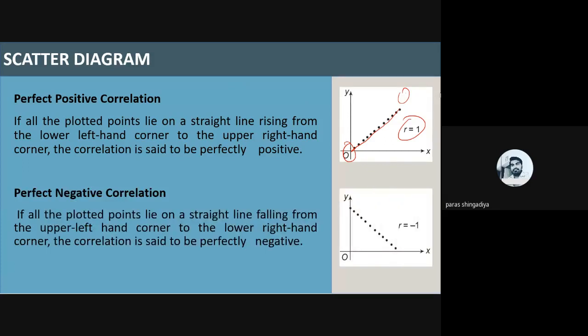And the same for perfect negative correlation. If all the data lies on a straight line, but it is now falling from the upper left hand corner to the lower right hand corner, that is decreasing while the other is increasing. So it is called perfect negative correlation. In this case, the value of correlation coefficient r is equal to -1.